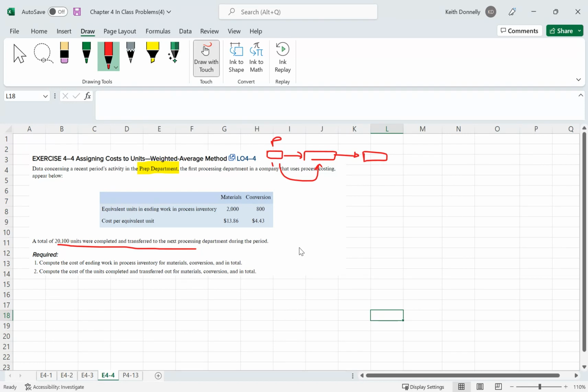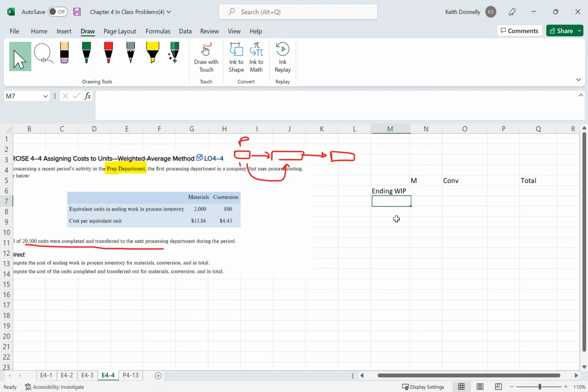Now what they're asking us here are two items. One, can you please compute the cost of ending WIP for materials, conversion, and in total? Two, can you please compute the cost of the units completed and transferred out for materials, conversion, and in total? All right, so the first one they want from us is ending WIP, and they want that with regard to materials, conversion costs, and then they want in total as well.